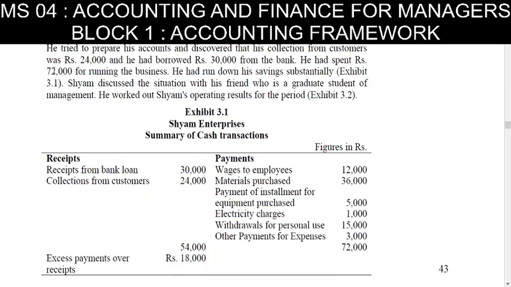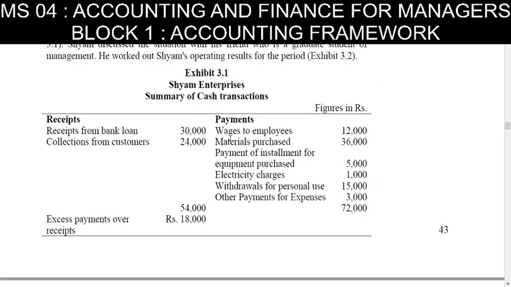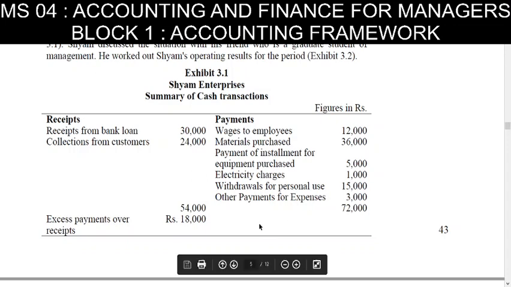What is next? He had spent 72,000 for running the business. How did he spend, and on what items? Wages 12,000 rupees. Materials purchased 36,000 rupees. Payment of installment for equipment purchased, installment 5,000 rupees. Electricity charges 1,000 rupees. Withdrawals for personal use, underline this point, 15,000 rupees. Other or miscellaneous payments 3,000 rupees. Put together, all the payments come to 72,000 rupees.